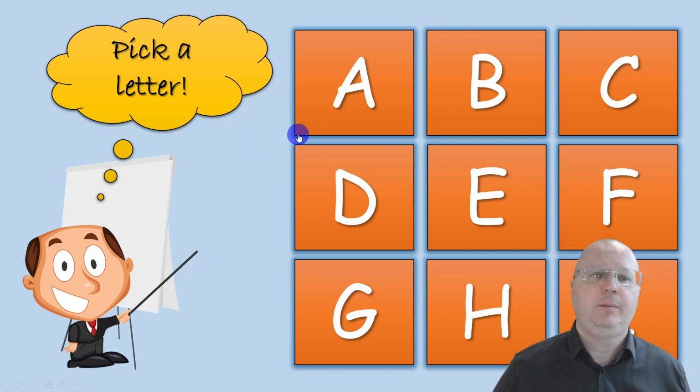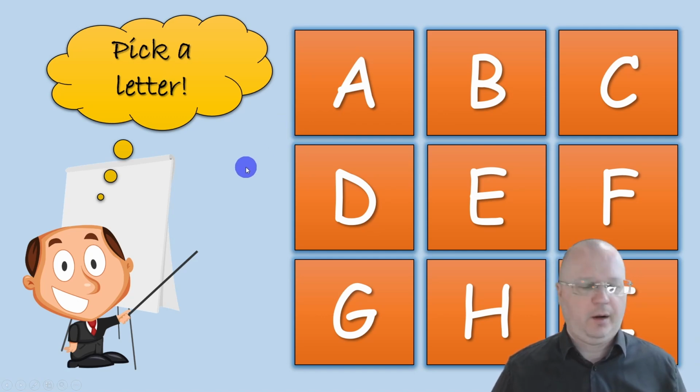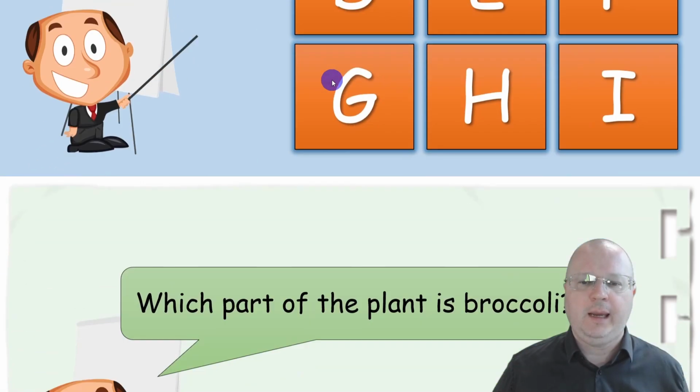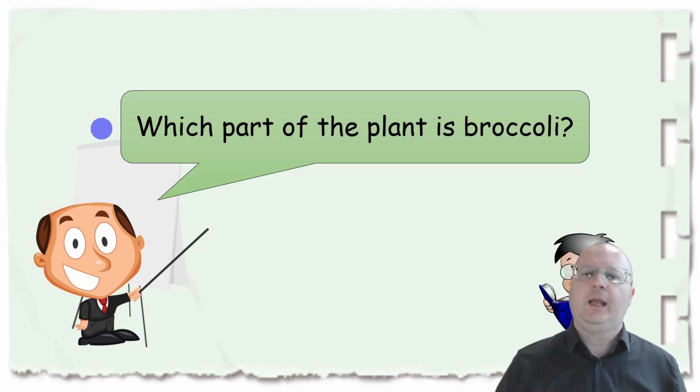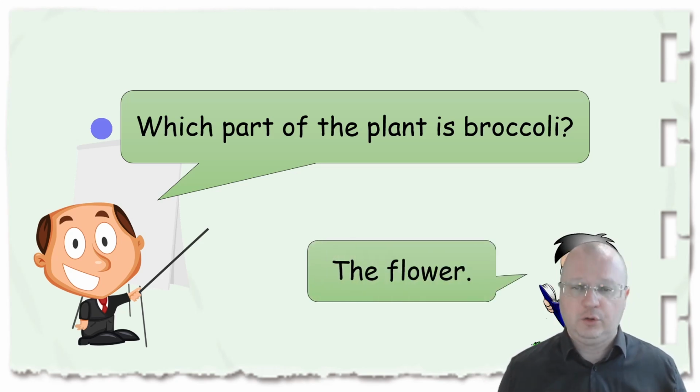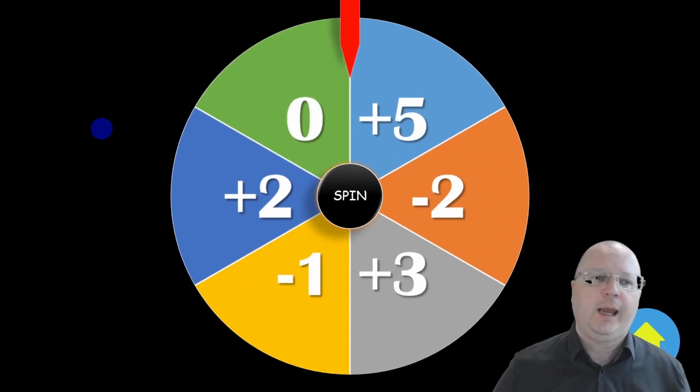And then let's say team A wins. So the student from team A picks a letter, any letter they want. So let's say they pick A, you click on A, and here's the question. You ask the whole class to read it. Which part of the plant is broccoli? And then you try to elicit the answer from the student. If you see that he or she struggles with it, you show the answer, the flower. Then you click next, and they can spin the wheel.